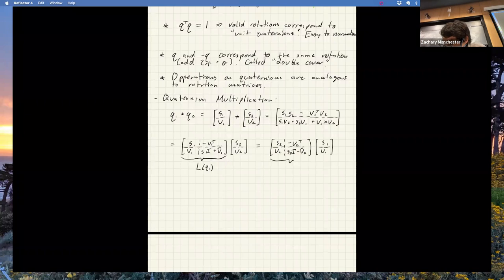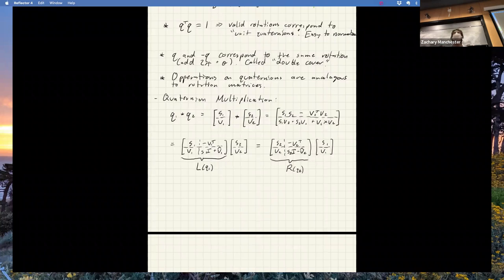And this one we're going to call R of Q2 for right multiplication. Question: how did I get the bottom right block of that? Why is it minus V2 hat? What happened? Yeah, I flipped the order of the cross product, which means I pick up a minus sign.